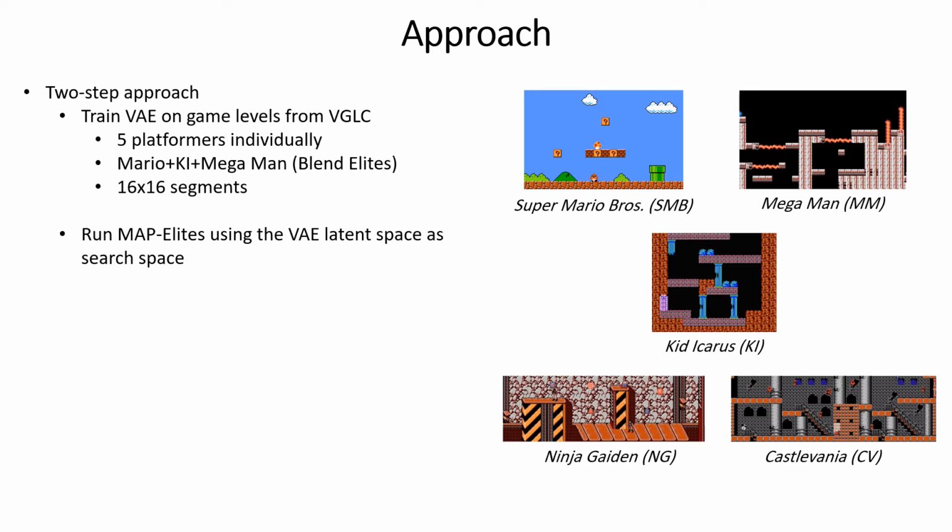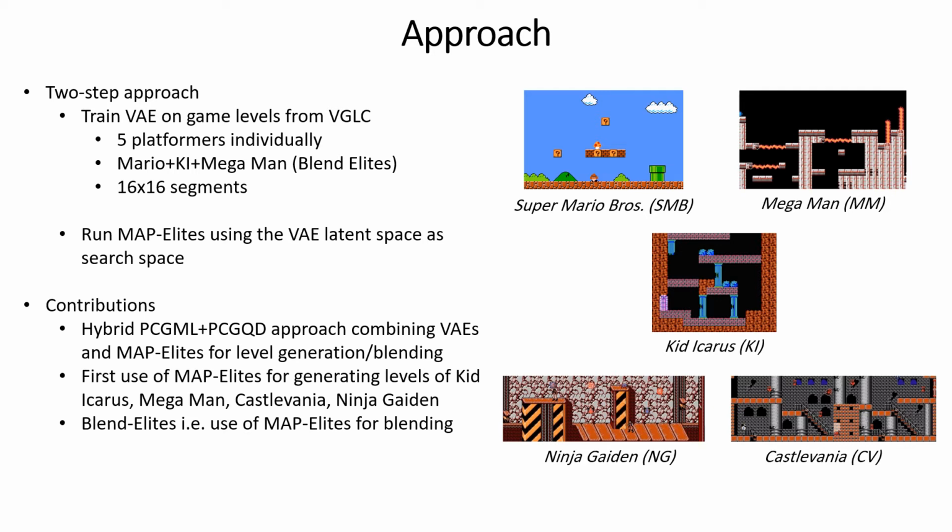And then for step two, for each of the 6 cases, we ran MAP-Elites using the learned VAE latent space as the search space, obtaining an archive of levels at the end of each run. And so our work contributes a hybrid PCGML PCGQD approach, combining the use of VAEs and MAP-Elites for level generation and blending. And to our knowledge, at the time of writing the paper, the first use of MAP-Elites to generate levels for basically the non-Mario games, so Kid Icarus, Mega Man, Castlevania, and Ninja Gaiden, and also Blend Elites, which is the application of MAP-Elites for blending levels across games.